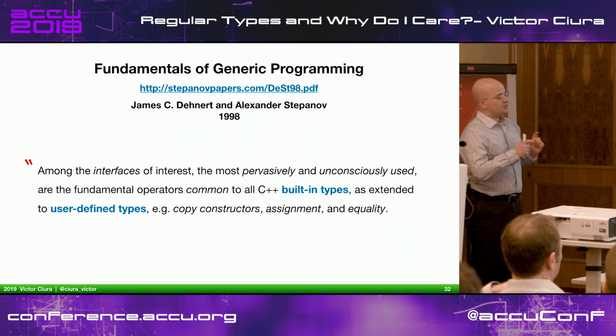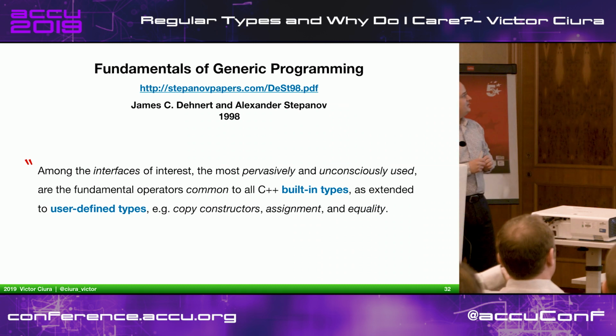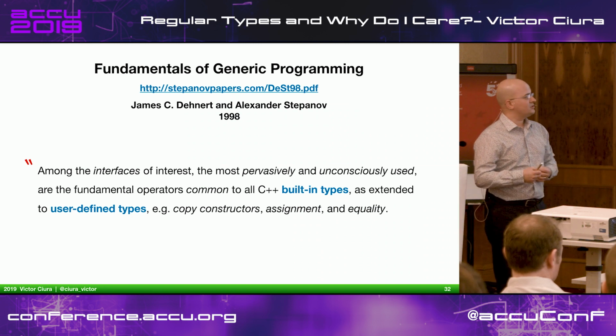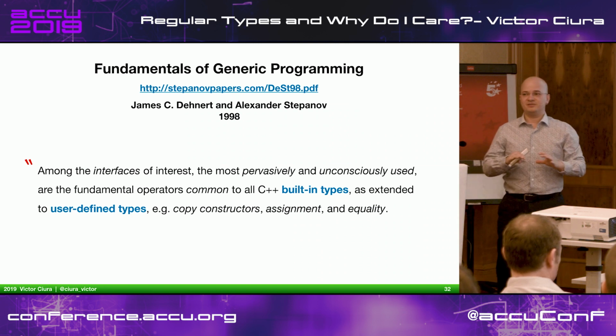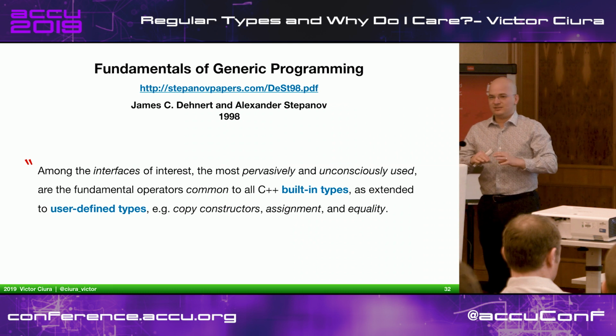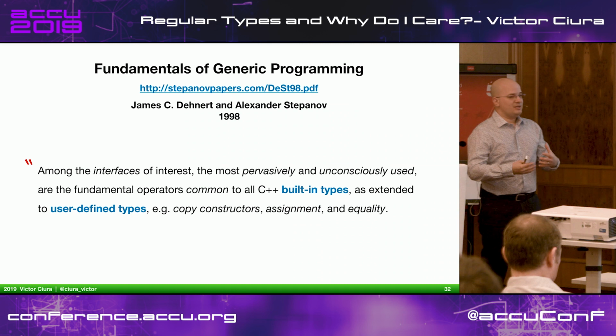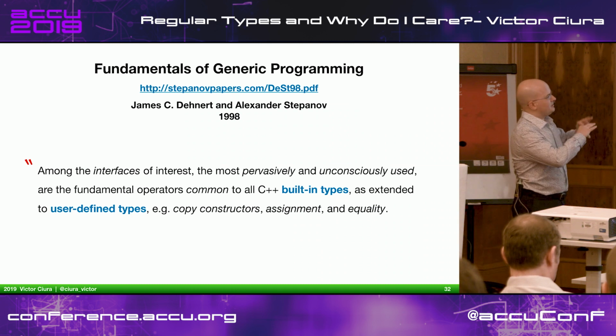Among the interfaces, this is the interesting part. Among the interfaces of interest, the most pervasively and unconsciously used are the fundamental operations common to all C++ built-in types, as extended to user-defined types, and operations like copy constructors, assignment, equality. What does this all mean?